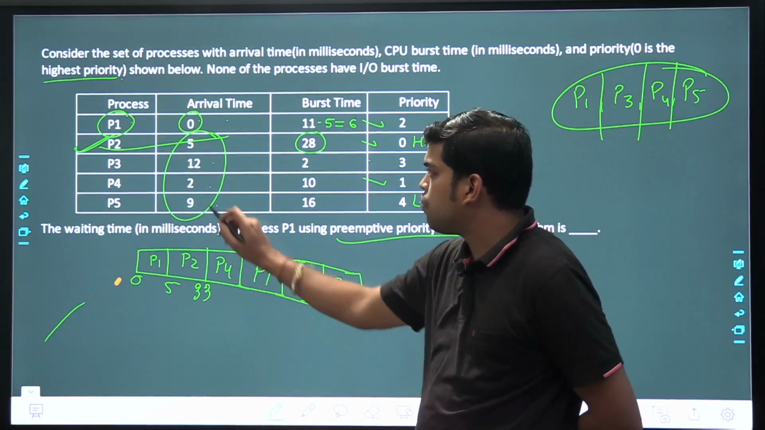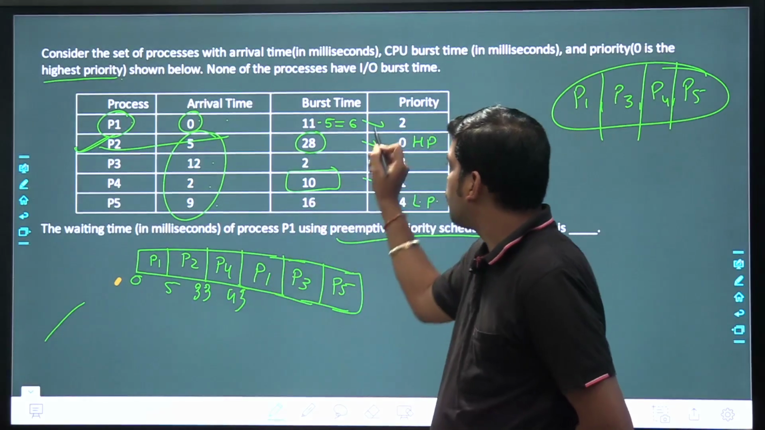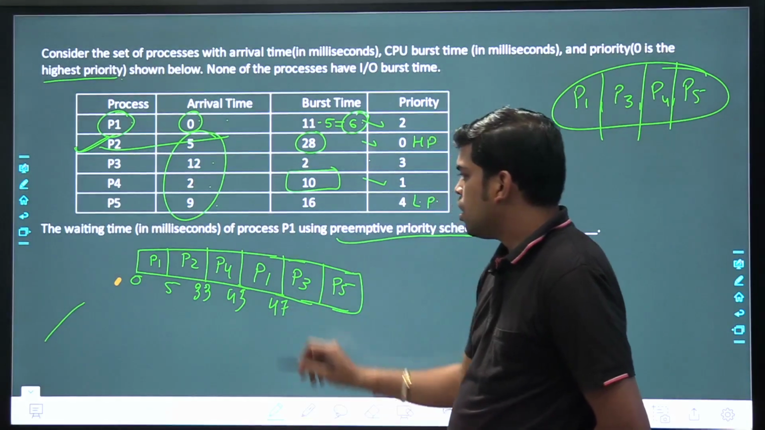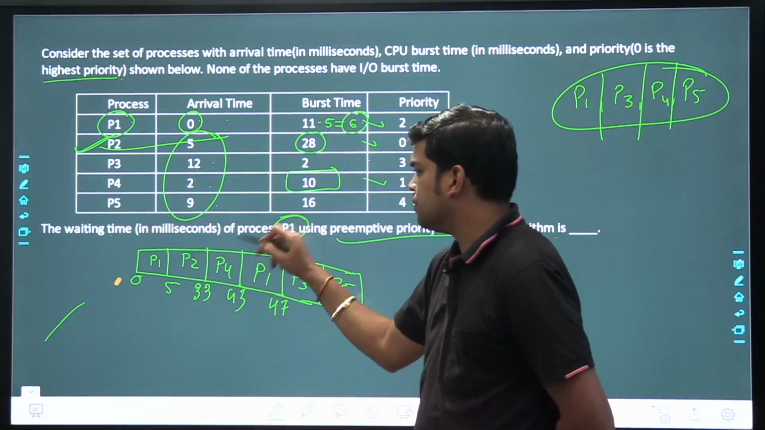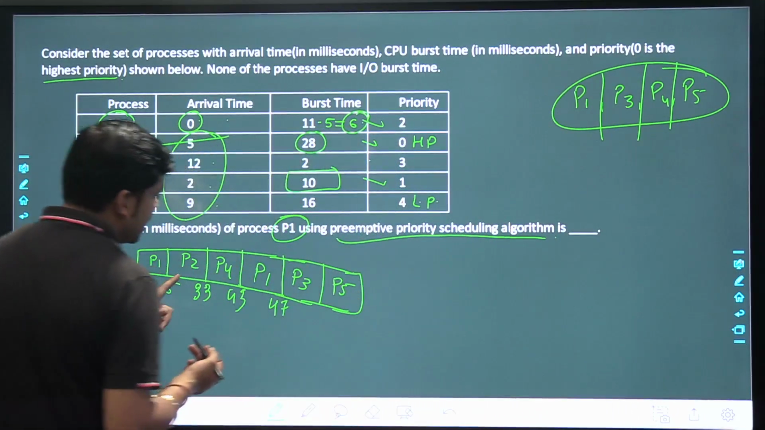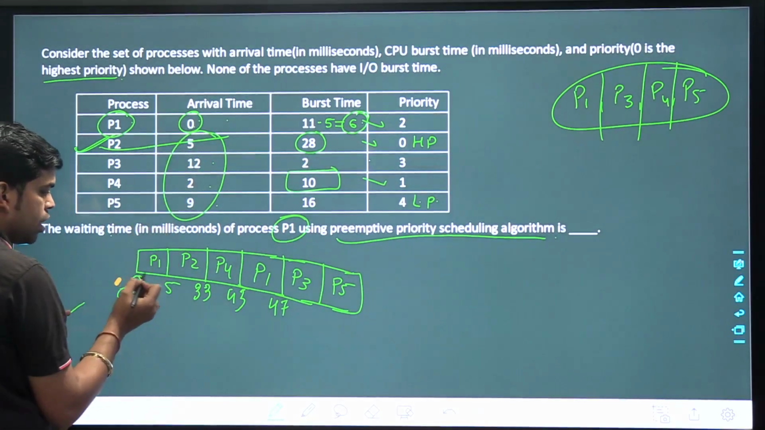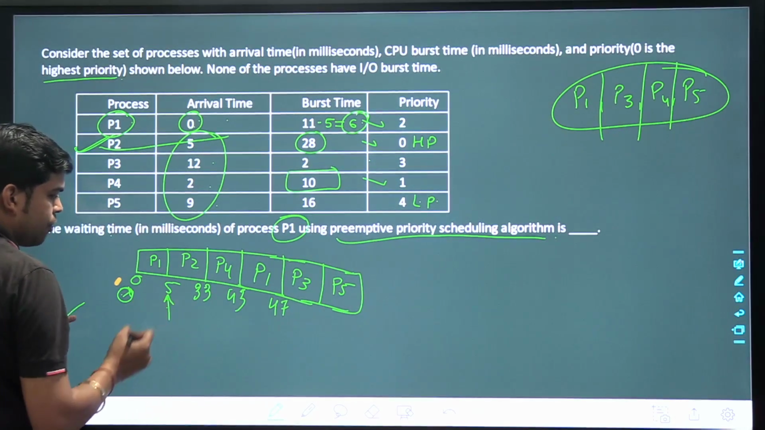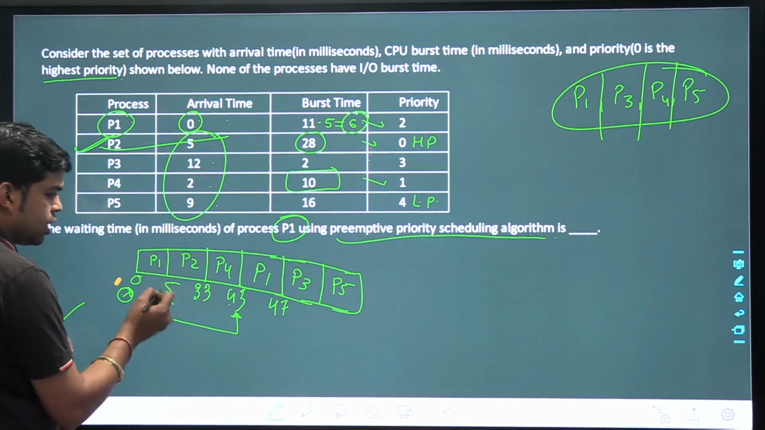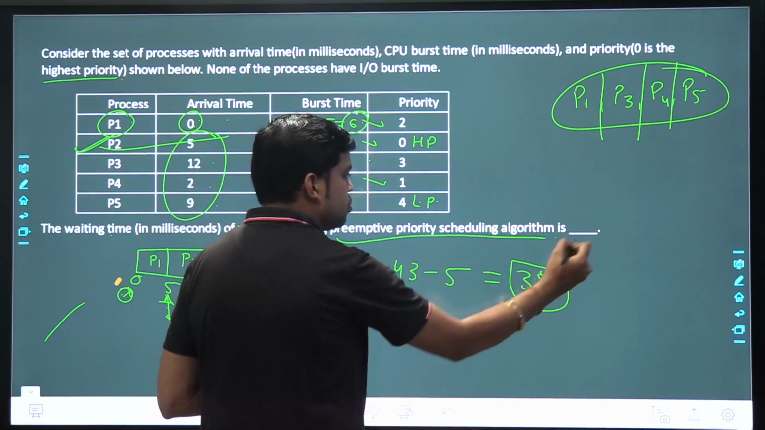Now P4 executes for 10 units of time, so that is 43. Now the remaining time of P1 is 6, so 43 plus 6 is 47. We need to calculate only the waiting time of P1. How do we calculate it? P1 initially does not wait any time: it arrives at 0 and is allocated. At time 5, the CPU is preempted from P1, and again at time 43, the CPU is allocated to P1. So 43 minus 5 is the waiting time of P1. That is 38. So the answer is 38.